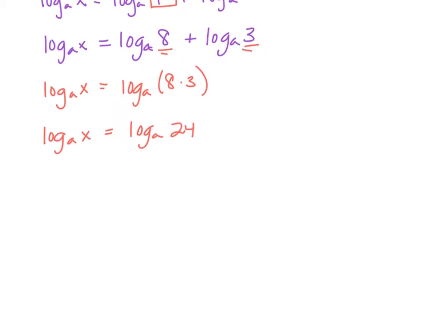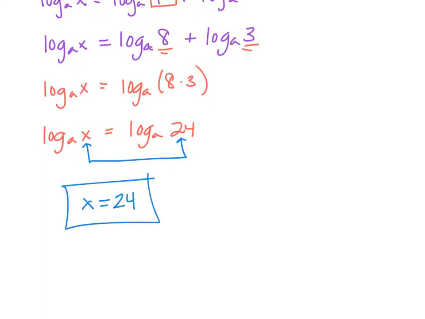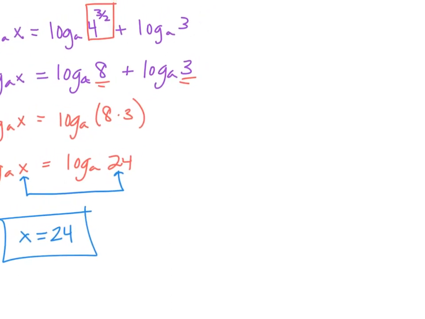All right, what I would like to point out here is that you have log base a of x and log base a of 24. So because these two are equal to each other, that means that x must equal 24, because the rest of the equation is exactly the same. And there's our answer. Not too bad.